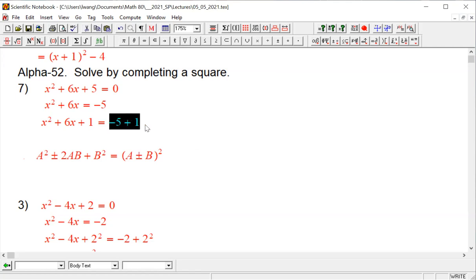You don't have to worry about the right-hand side. You just have to worry about the left-hand side. You just make one side a perfect square. We cannot make both sides perfect squares most of the time, but we can make one side a perfect square.